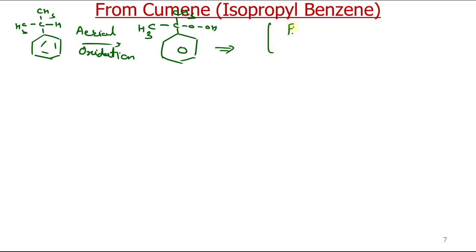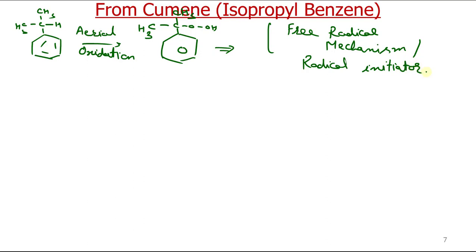So it is a free radical mechanism, and we require a radical initiator. So let us see generally the free radical reactions. The first step is initiation. As I have told you, we require a radical initiator to start the reaction. I will generally represent this radical initiator as R dot.